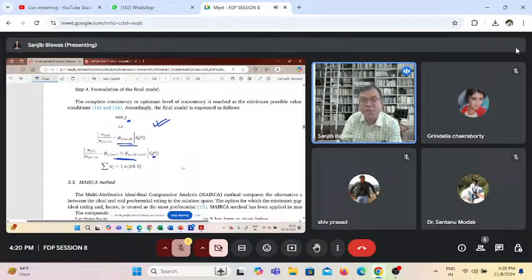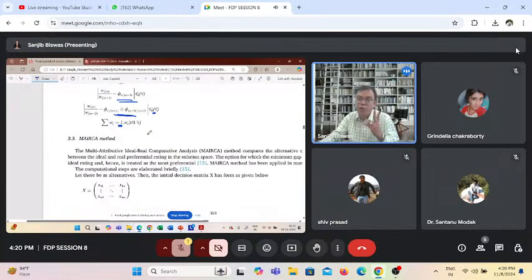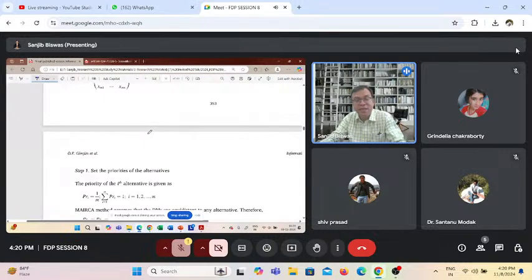This has to be less than or equal to chi, and the weight must be equal to 1. So Foucault works with this principle. The principles are mentioned here. Next, I said the two aspects are there. One is the determination of criteria weight. Second is the ranking. For ranking, there are n number of methods.